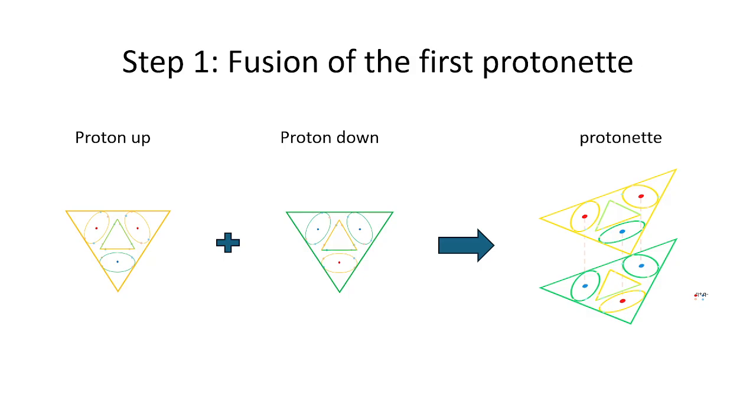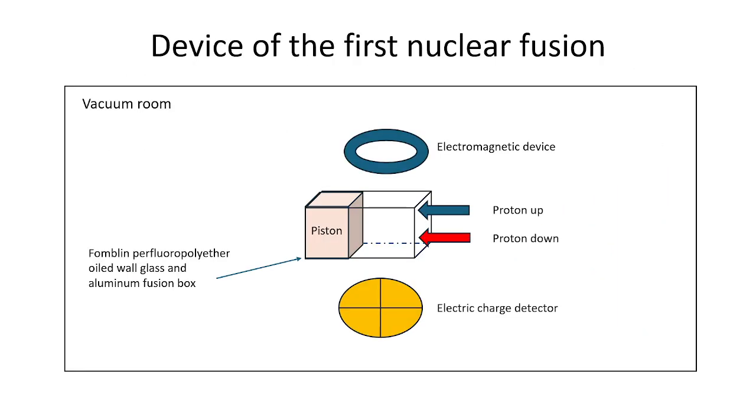Step 1. Fusion of the first protonate. Proton up plus proton down gives a protonate. Device of the first nuclear fusion. Here is a diagram.